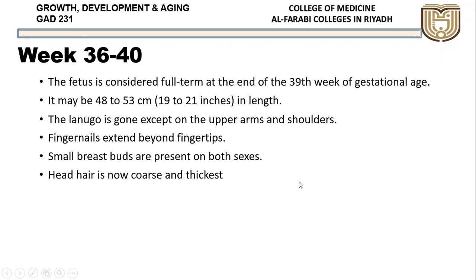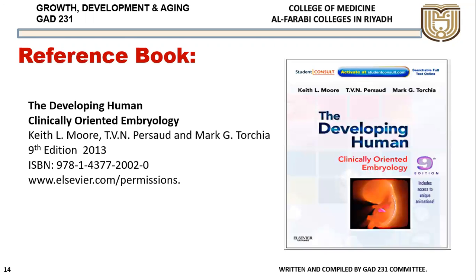Okay. Then the head hair is now coarse and thickest. So all other parts of the body, the lanugo hair have disappeared, but on the head, now they are much stronger, thicker, and longer. Okay, this is the stage when the fetus is ready to deliver. So when it delivers, that is called the newborn.